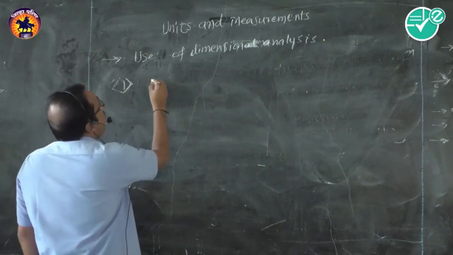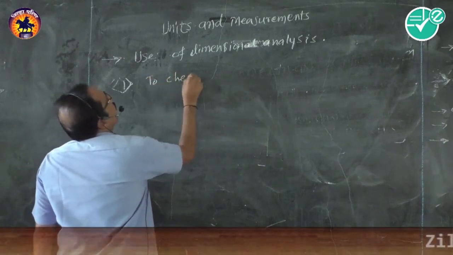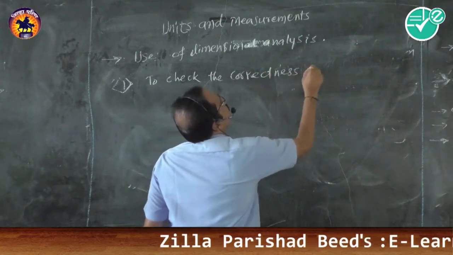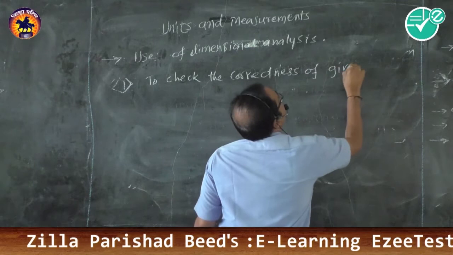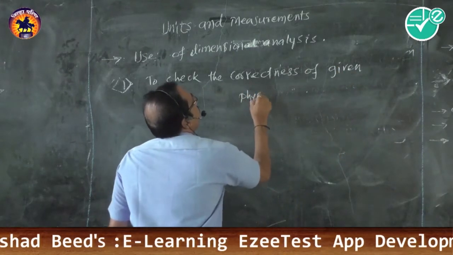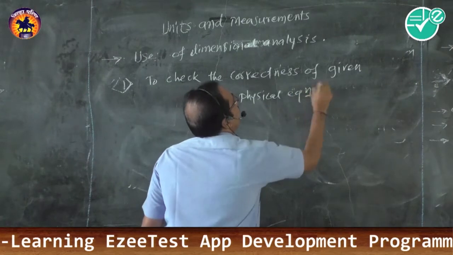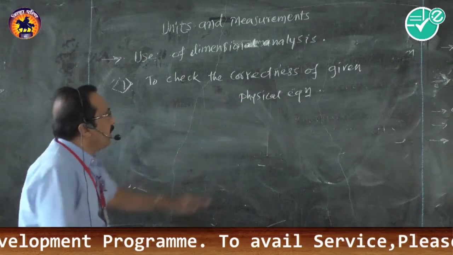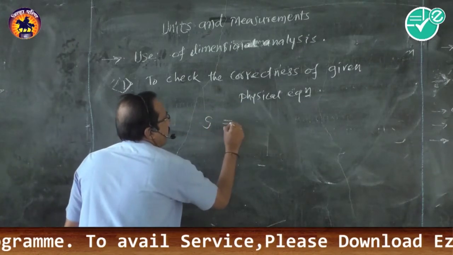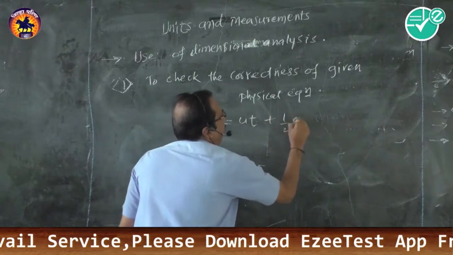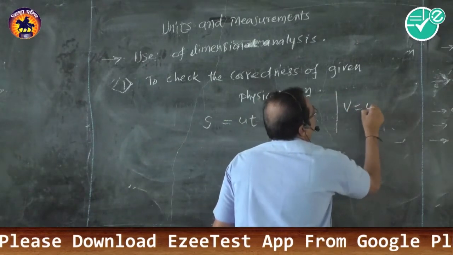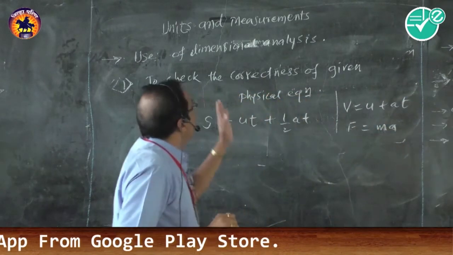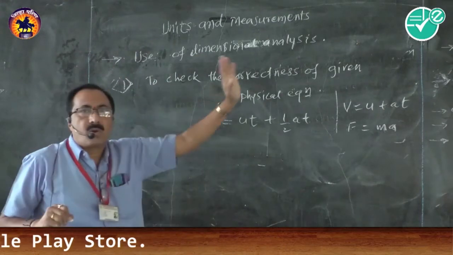The first use is to check the correctness of a given physical equation. We can check whether the given equation, let us suppose S is equal to ut plus half at square, or v is equal to u plus at, or F is equal to ma, like that, we can check any equation using dimensional analysis whether it is correct or not.